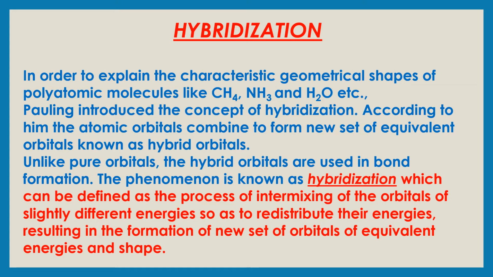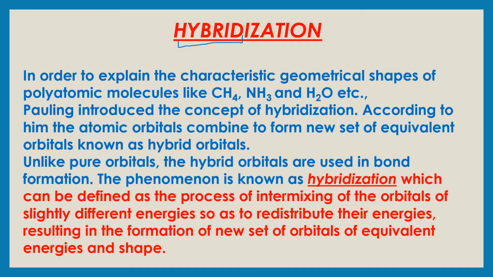Another important concept and interesting too, hybridization. In hybridization, the term hybrid is related to mixing. In terms of the energy of orbitals, the characteristic geometrical shapes of some polyatomic molecules, like we have already done in VSEPR theory, and we know that CH4, NH3, H2O all have tetrahedral geometry, but different shapes. Now, how to explain the bonding which gives rise to a particular geometry of the molecule? Hybridization plays a very important role here.